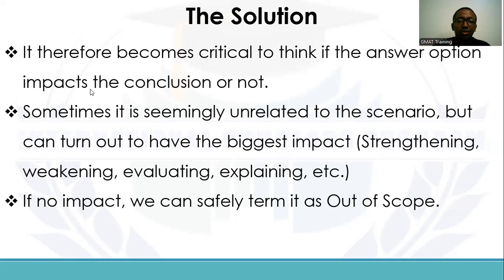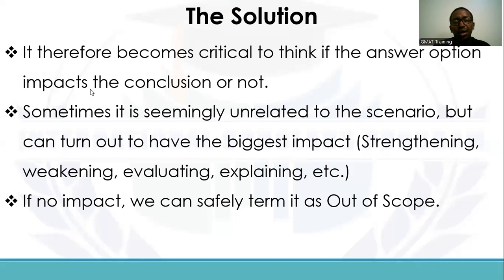Sometimes our answer choice is seemingly unrelated to the scenario, but can turn out to have the biggest impact, either strengthening, weakening, or evaluating our argument or conclusion, or explaining a paradox and so on. So whenever you have information and the question stem has given you permission to consider an answer choice true, you have to think of its impact, not necessarily if it's similar to the case that we have, but if it actually impacts it. So if there's no impact, we can safely term the answer choice as out of scope.